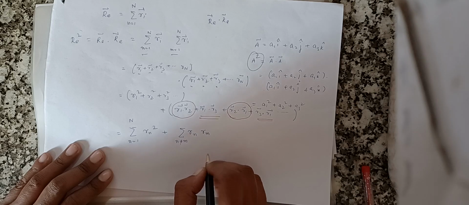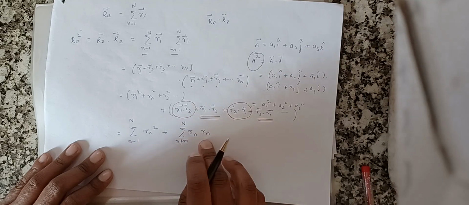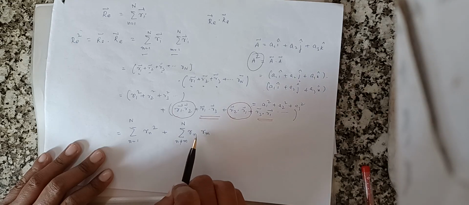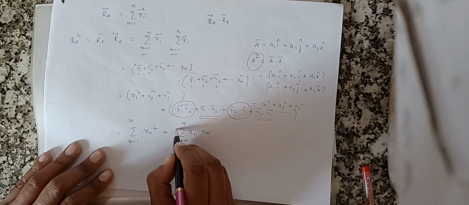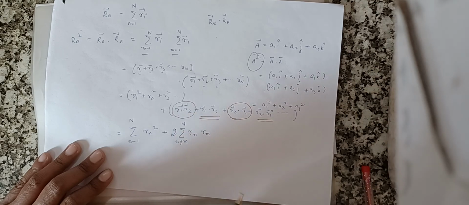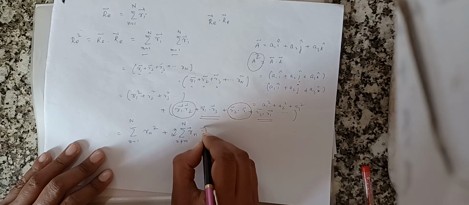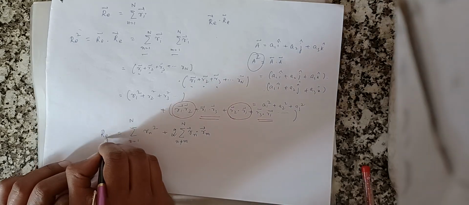n not equal to m, but both of them can run from 1 to capital N, and I have double terms. One I have like R1, R2, and I also have R2, R1. So 2 times Rn, Rm vectors dotted. Okay, so this is my Re square.